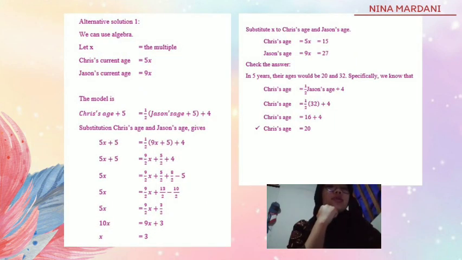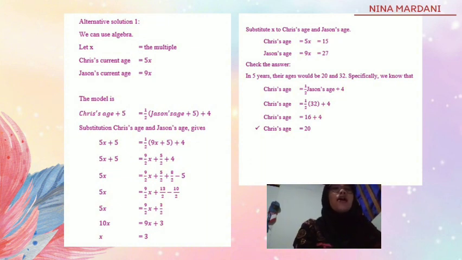Alternative solution 1, we can use algebra. Let x be the multiplier. Grace's current age is 5x, Jason's current age is 9x. The model is: Grace's age plus 5 equals half of Jason's age plus 5, plus 4. Substituting Grace's age and Jason's age gives 5x plus 5 equals half of (9x plus 5) plus 4.